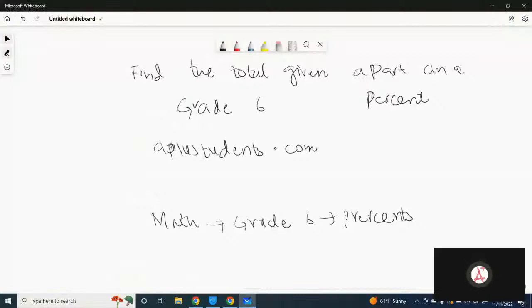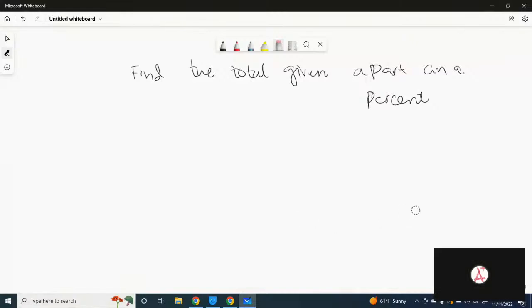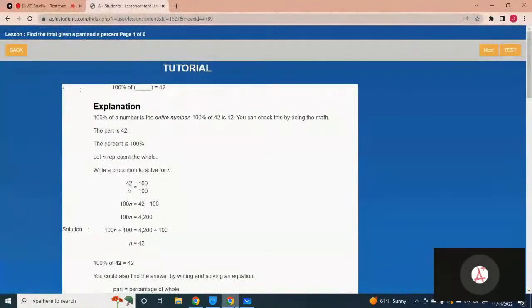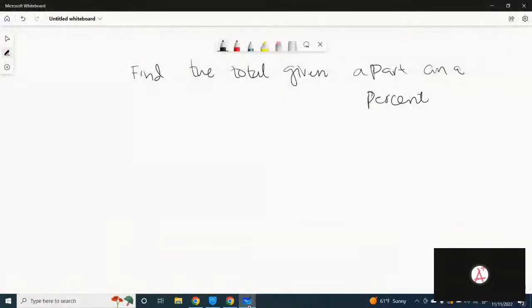Please make sure you have your notebook and pencil so that you can note down the important ones as well. Start with the example. Okay, the first example is 100% of what number equals 42?